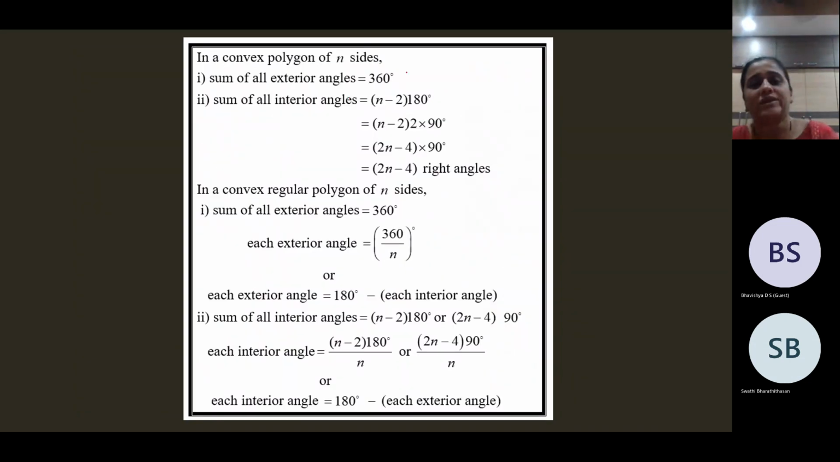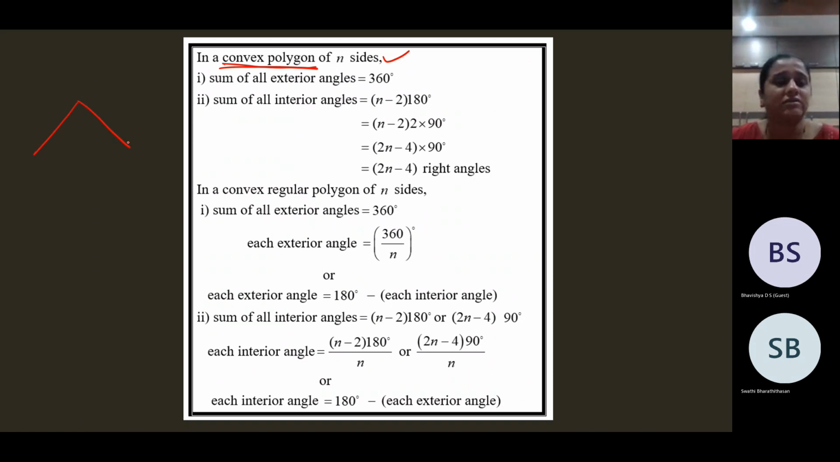Now, in a convex polygon of n sides, the sum of all the exterior angles is equal to 360 degrees. Whatever polygon it is, whether it's a triangle, quadrilateral or pentagon, in a convex polygon of n sides, so that it can be 3 sides, 4 sides, 5 sides, 6 sides, any number of sides, the sum of all the exterior angles is 360 degrees.